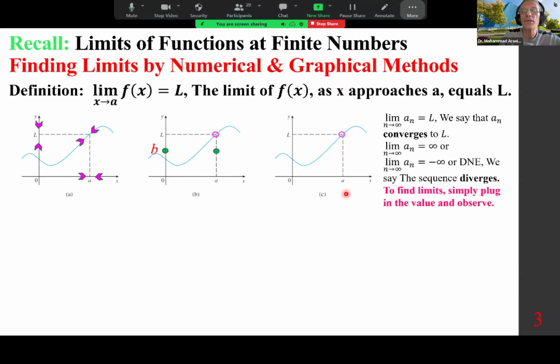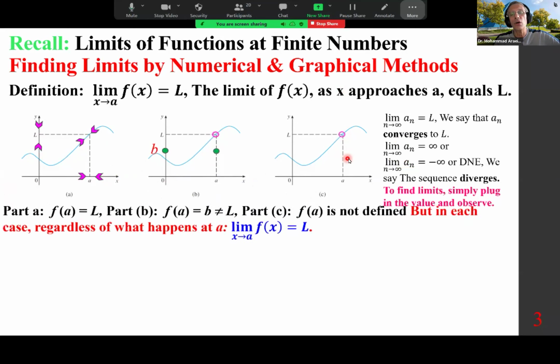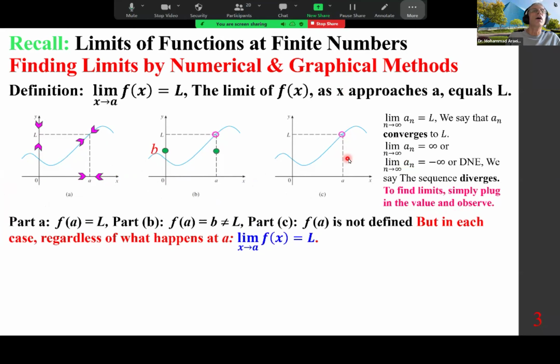In this one, we don't have a solid point. f of a is not given to us. It's undefined. So part A, f of a equals L. Part B, f of a equals B, which is not equal to L. Part C, f of a is not defined. But in each case, regardless of what happens at a, the limit of f of x as x approaches a is equal to L.